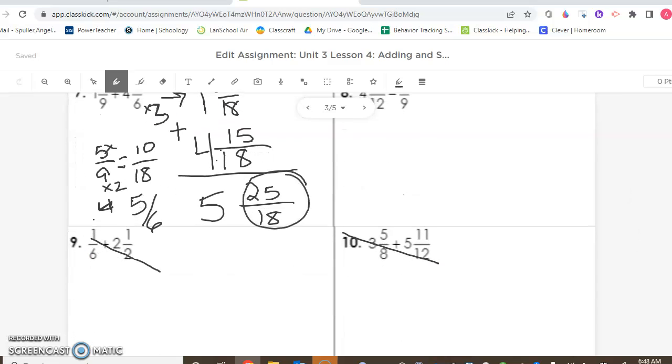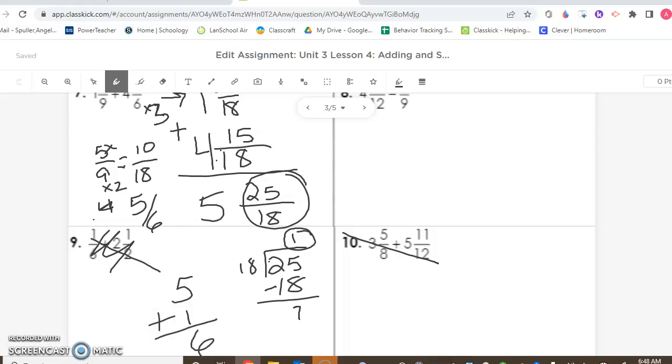So what I'm going to do, and I'm going to use the space down here, I'm going to say 5. And then I'm going to take 25 and I'm going to divide it by 18, which is 1. Subtract that, that gives me 7. So I'm going to take that whole and I'm going to add it because 5 is a whole. So now I have 6 wholes with 7 over 18. I know, a little tricky.